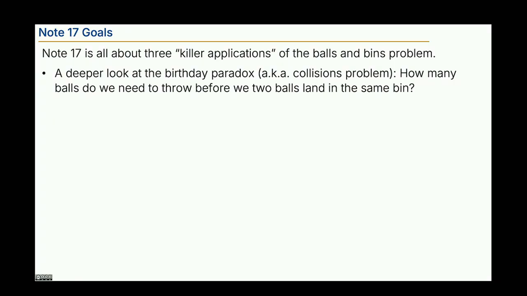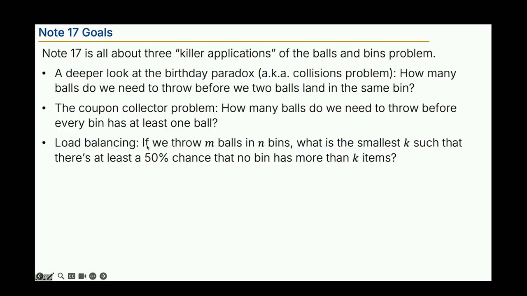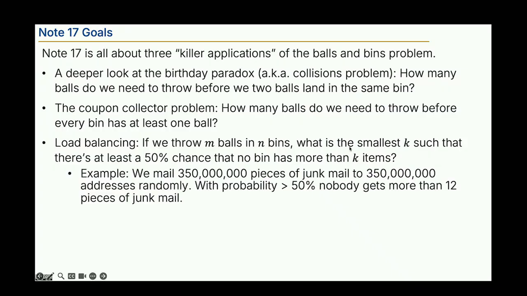And note 17 is basically 3 things. 1, it looks at the birthday paradox. So if you throw a bunch of balls, what's the chance that 2 of them land in the same bin? It looks at the coupon collector problem, which is how many times do you need to throw a ball before you have a desired chance of having 1 ball in each bin? And load balancing, which is if I throw M balls in N bins, what's the smallest K I can pick so that there's a 50% chance that no bin has more than K items?